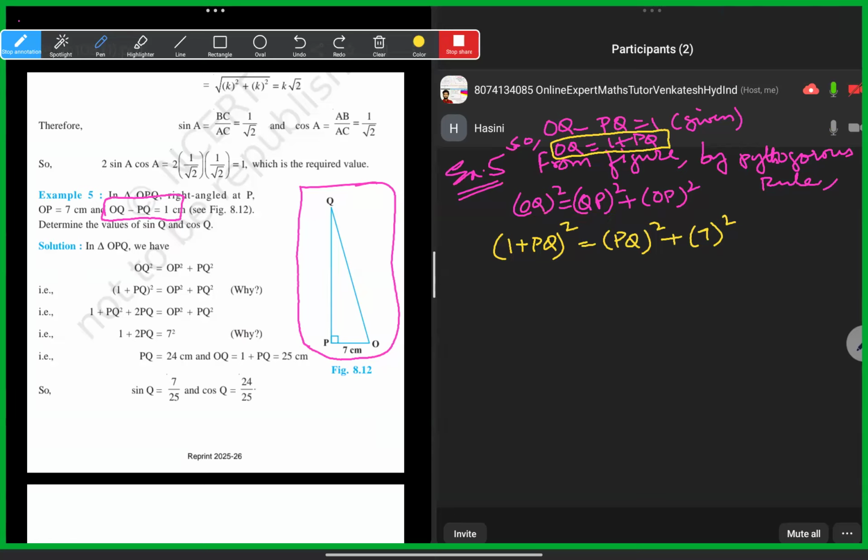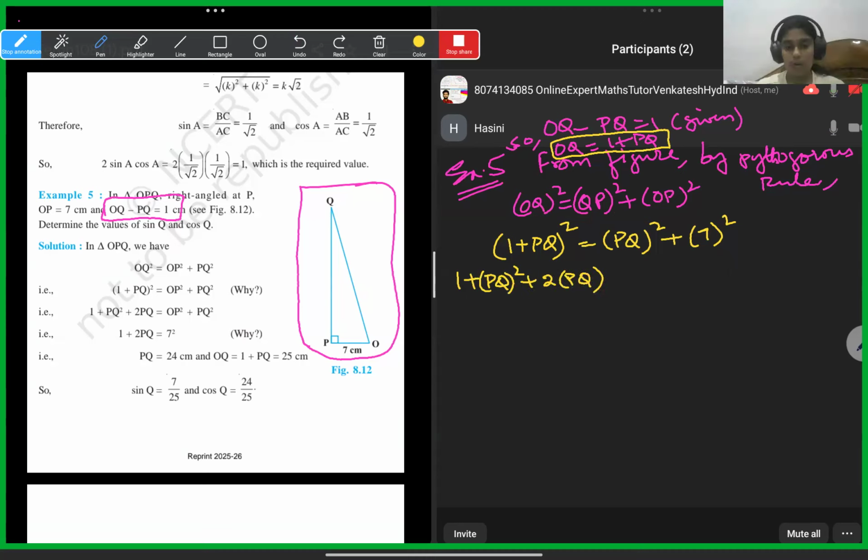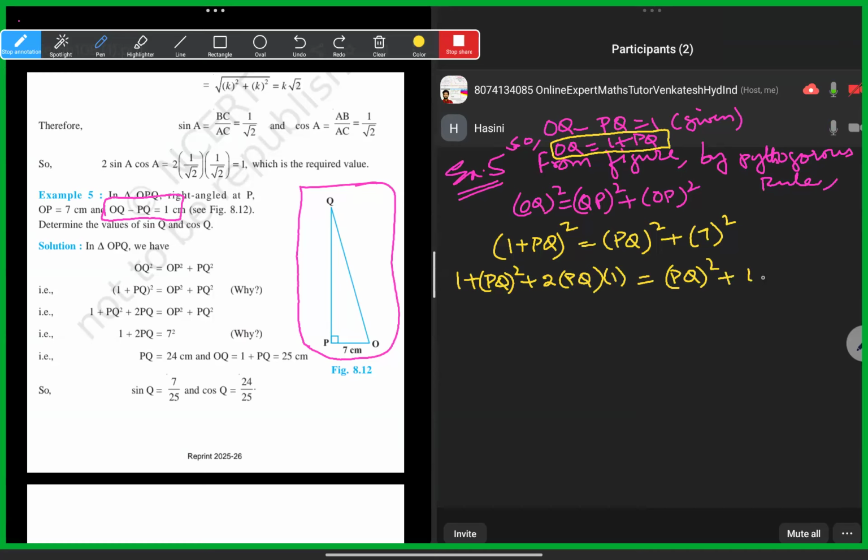Yes, Hasni. Now this is (a plus b) whole square. If we expand it, what do we get? A square, 1 square is 1, plus PQ square plus 2ab, that is 2 into 1 into PQ, so 2PQ. Any doubt, Hasni? No doubt. PQ square plus 7 square is 49. You can see, Hasni, you are becoming perfect now.